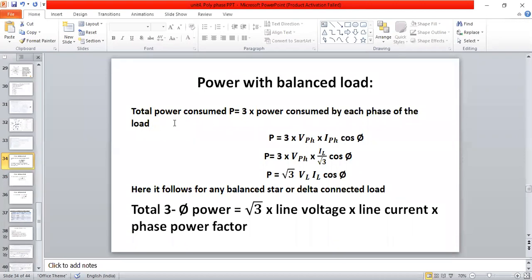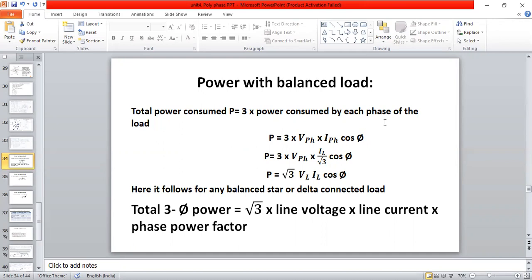We know that for a three-phase supply, the total power consumed is equal to the per-phase power consumed into three. How many phases are there? Three phases. So 3 into the power consumed by each phase of the load. For the R phase one load is there, for the Y phase one load, for the B phase also one load.